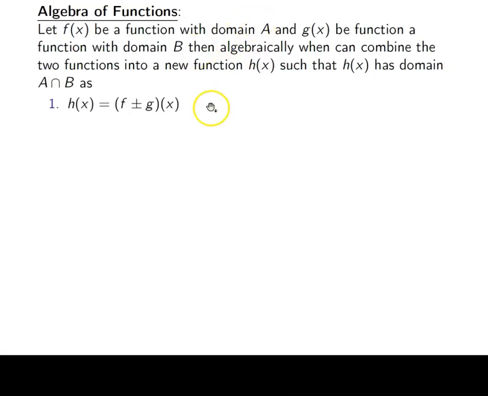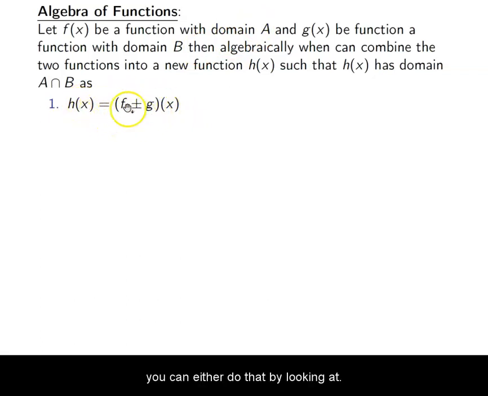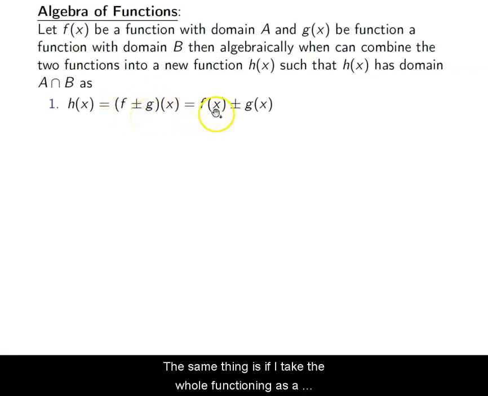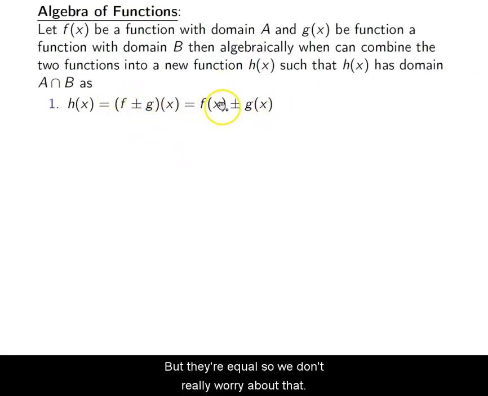Okay. So first thing I can do is I can add two functions together. So you can either do that by looking at just their notations. I'm adding F and G, or I'm subtracting them. It's the same thing as if I take the whole function and add them or subtract them together, right? So there's two different ways for that notation. Okay, there's a slight difference here, but they're equal, so we don't really worry about that.